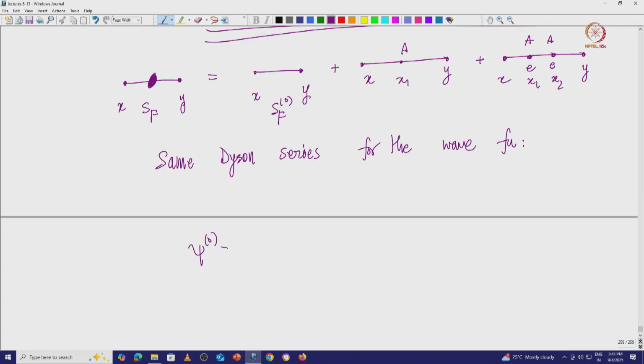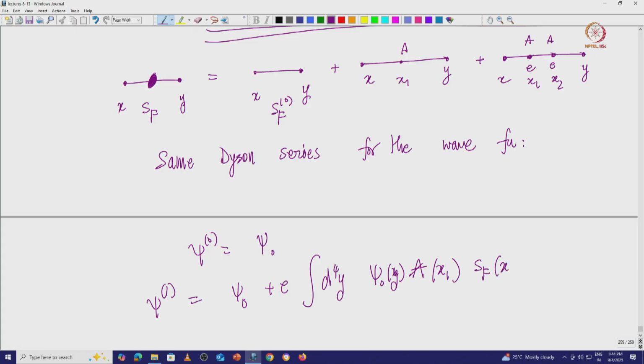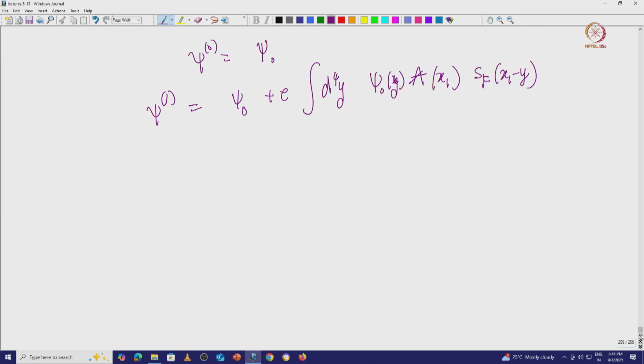Psi 0 is equal to psi 0, it is nothing. Psi 1 is equal to psi 0 plus e times the integral of psi 0 of y, A-slash(x1), S_F(x1 - y). It is the same equation which we wrote down earlier essentially. Similarly, psi 2 is psi 0 plus e double integral. So, instead of S_F you have psi 0 sitting here essentially. So, this is the Dyson series for the wave function.